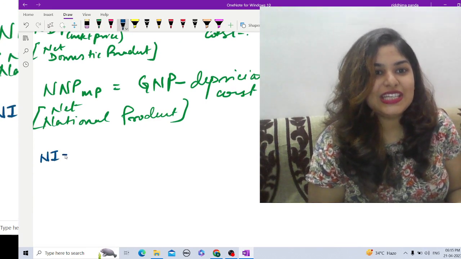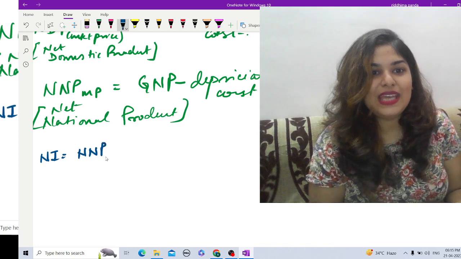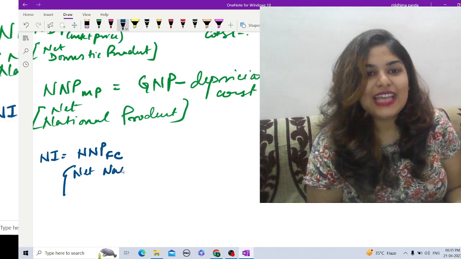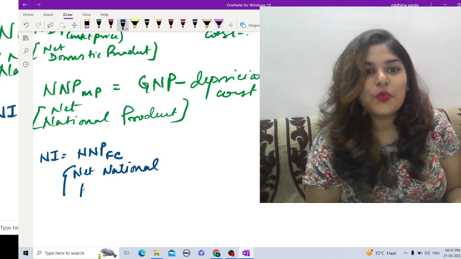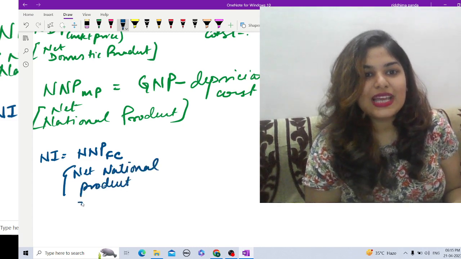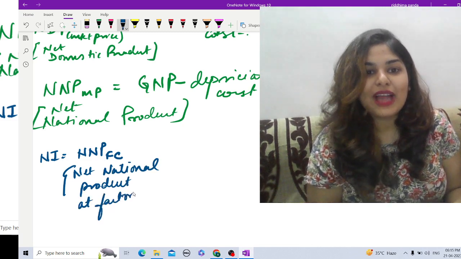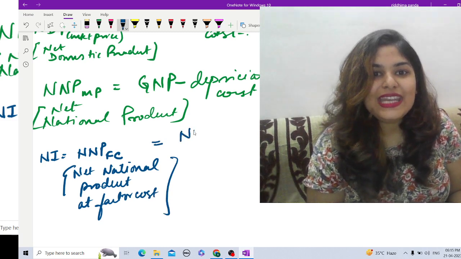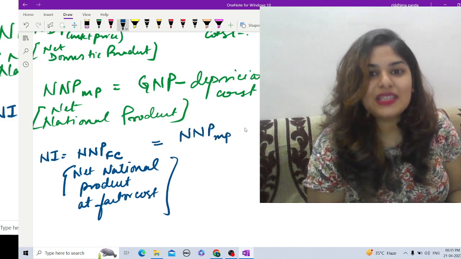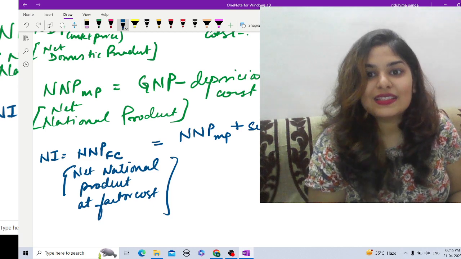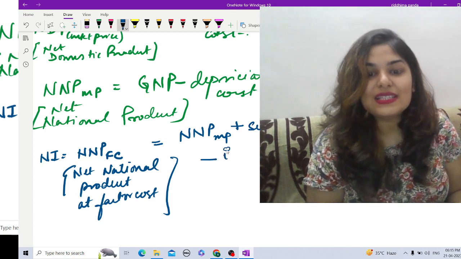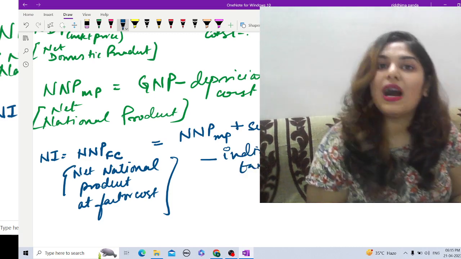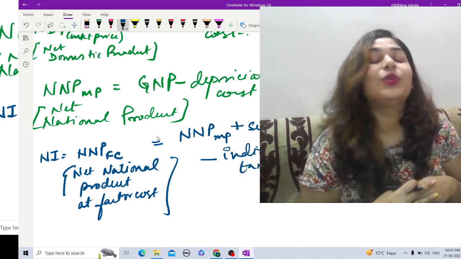That is, national income is equal to NNP at factor cost. So this is net national product at factor cost. This is equal to NNP at market price plus subsidy minus the indirect taxes. So if we do this part, we get the national income. We can calculate national income.